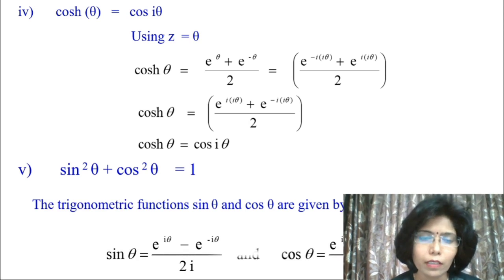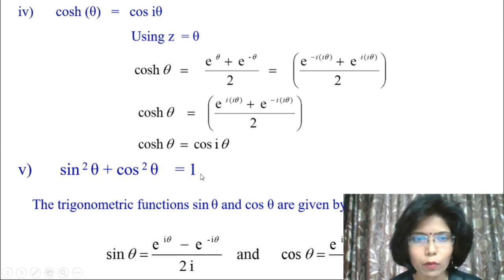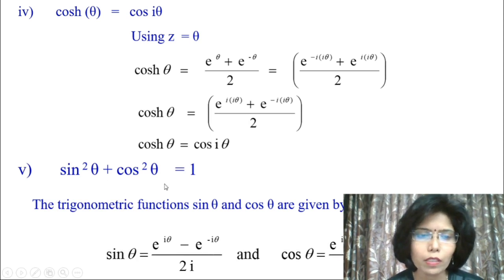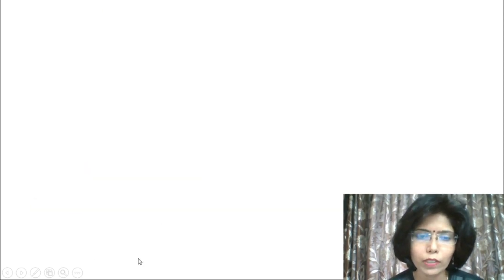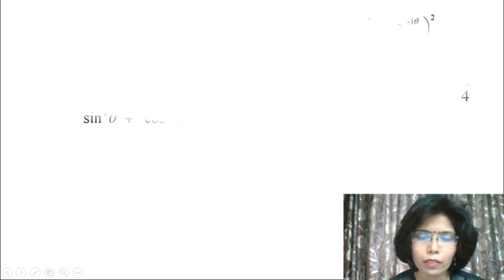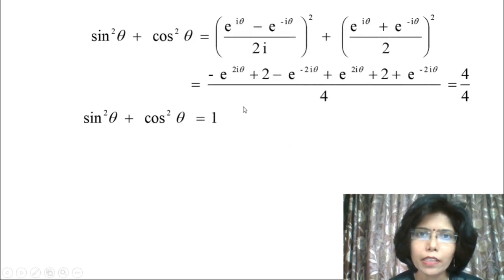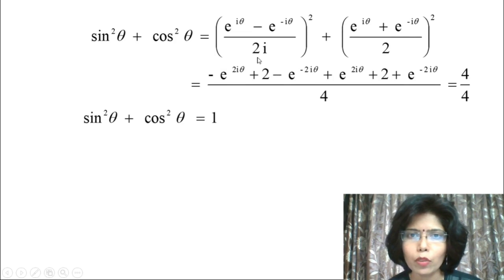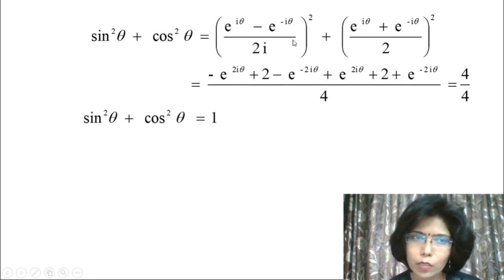Next important characteristic identity is sin square theta plus cos square theta is equal to 1. We have to prove this using these functions. The trigonometric functions sin theta and cos theta, as we have seen in the previous video, are given as sin of theta is e raised to i theta minus e raised to minus i theta upon 2i, and cos of theta is e raised to i theta plus e raised to minus i theta upon 2. If we square these two expressions, we can write it as e raised to i theta minus e raised to minus i theta upon 2i whole bracket square, that is sin square theta, plus e raised to i theta plus e raised to minus i theta upon 2 whole bracket square, that is cos square theta.